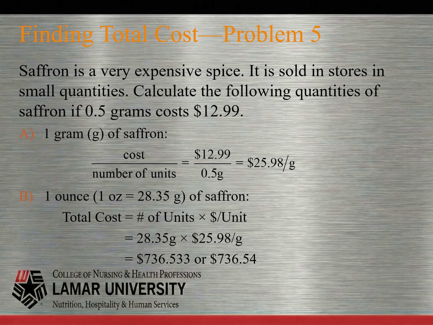The second part of this is how much does it cost for 1 ounce? So we use the bridge method. We know how many grams are in an ounce. So 1 ounce equals 28.35 grams. The math here is 28.35 times 25.98, and that gives us $736.53, or 54 cents rounding up.